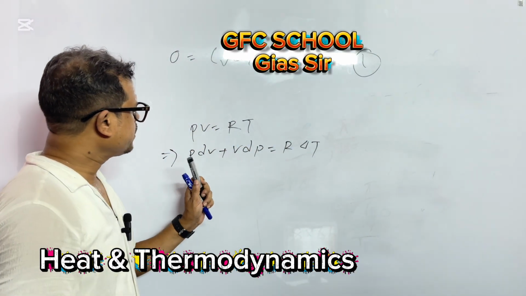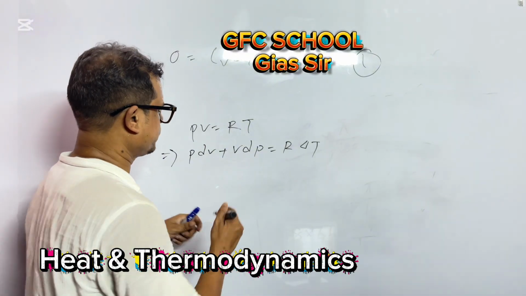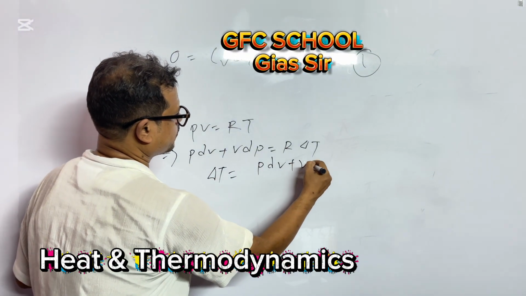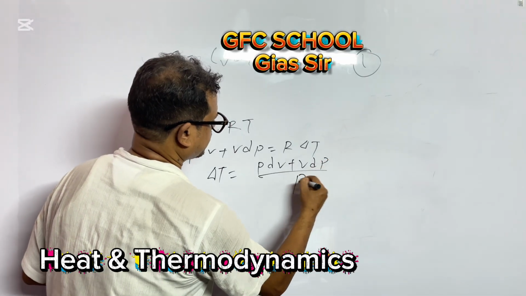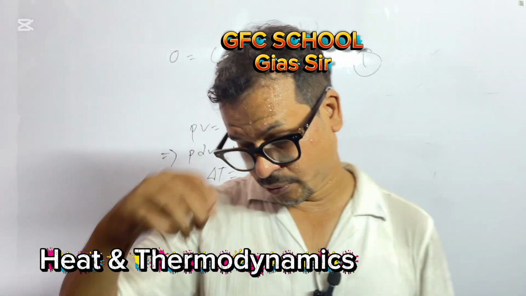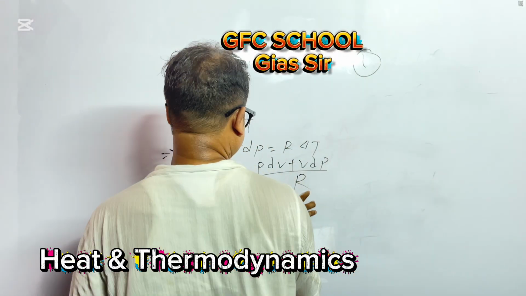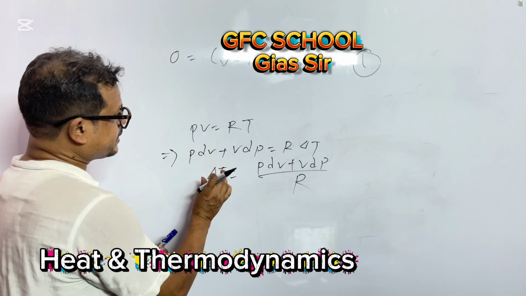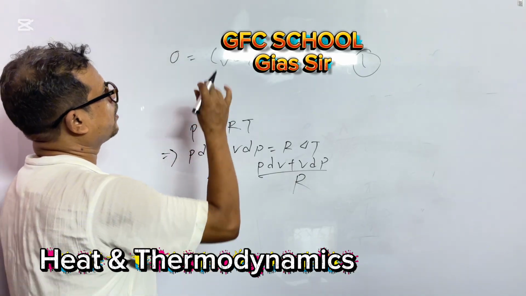Okay, we have done differentiation here. There is PdV plus VdP, and here R dT. That means dT equals (PdV plus VdP) upon R. This will be needed in equation 1. That's why we have found this dT equal to (PdV plus VdP) upon R. This dT value we could put here.